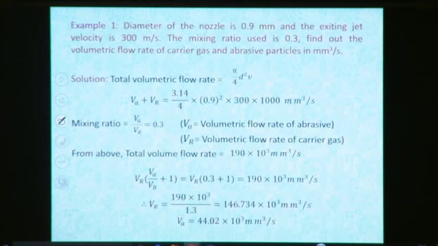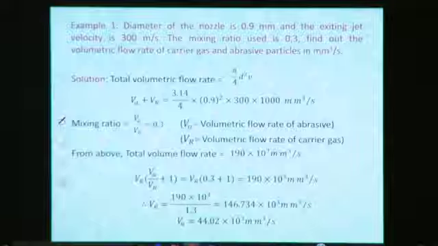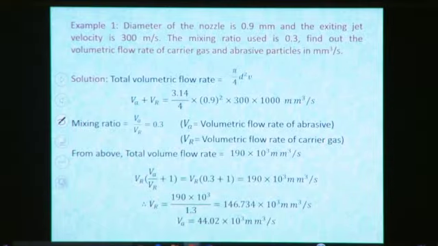So now we shall discuss some solved examples and we shall discuss some question bank. Now here it is shown that the diameter of a nozzle in a certain abrasive jet machining process is considered as 0.9 millimeter, although it is in the 0.3 to 5 millimeter nozzle diameter range, but here a 0.9 millimeter diameter nozzle is used. The exiting gas jet velocity is 300 meter per second. The mixing ratio is 0.3.